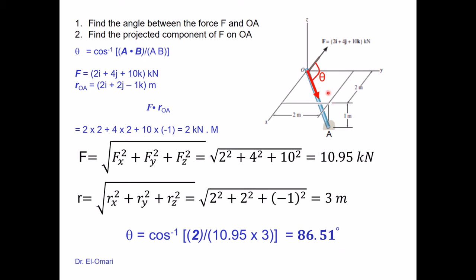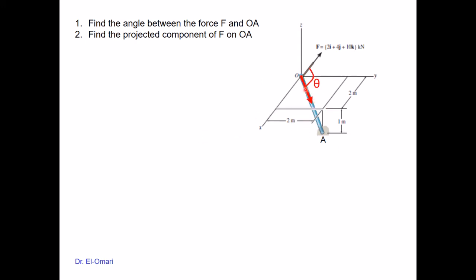Following, we need to find the parallel component to the line OA. The parallel component is given by the dot product of the force with the unit vector UA. Notice here that we have to use the unit vector. In the previous step, we used just the position vector to find the angle, but to find the force parallel to the line, you must use the unit vector and not the position vector. Please be careful with that, because many people make the mistake of using the position vector in that step.